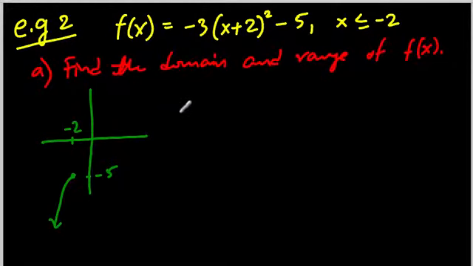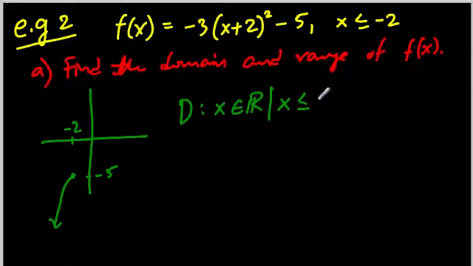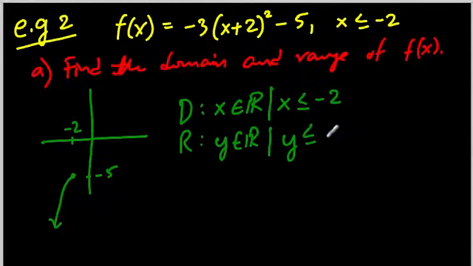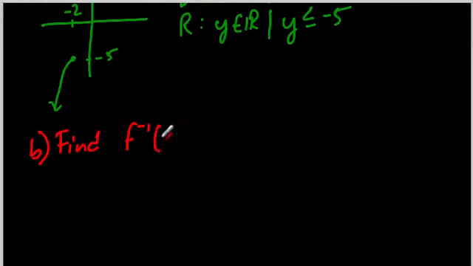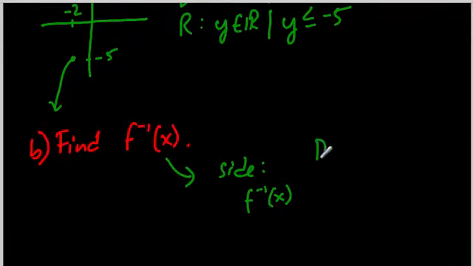Now let's determine the domain and range. The domain is given to us: x is an element of the reals, x is less than or equal to negative 2. And the range is y is an element of the reals, y is less than or equal to negative 5. All right, so hopefully that works. Now B says find f inverse. Like I did before, as a side note, I'm going to find the domain and range of the inverse. This will become important for me later.